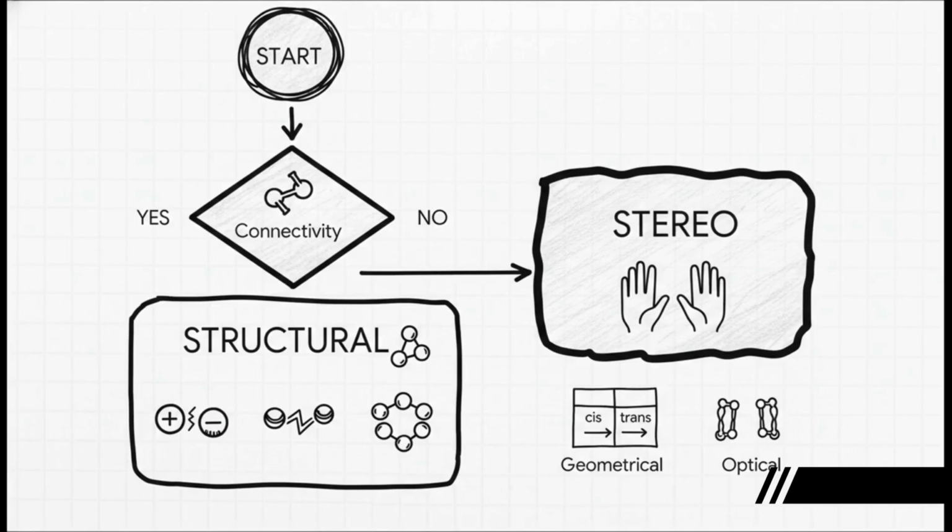Is it an ion-ligand swap? That's ionization. Is there an ambidentate ligand? That's linkage. Or are 2 complex ions trading parts? Coordination. But if the connections are the same, you go down the other path to step 2. It has to be a stereoisomer. Then you ask, is it about a cis versus trans arrangement? That's geometrical. Or is it a non-superimposable mirror image? That's optical. This checklist breaks the whole thing down beautifully.